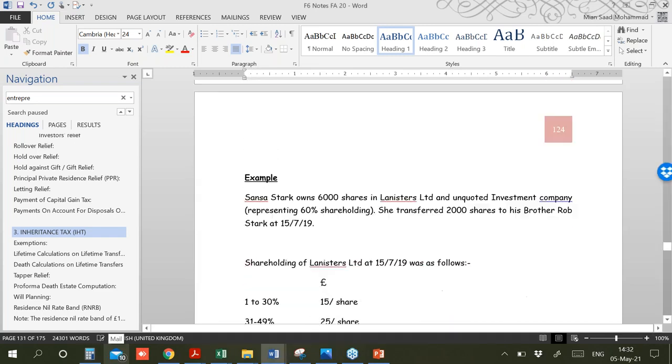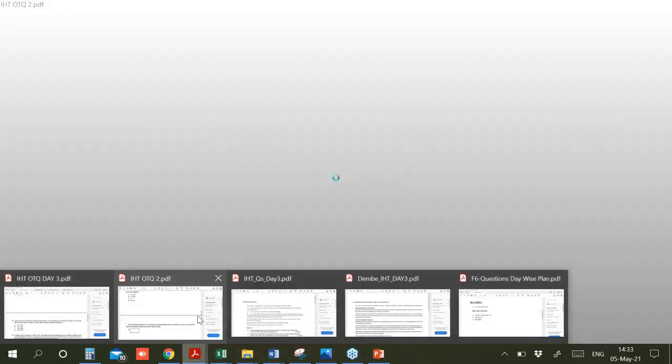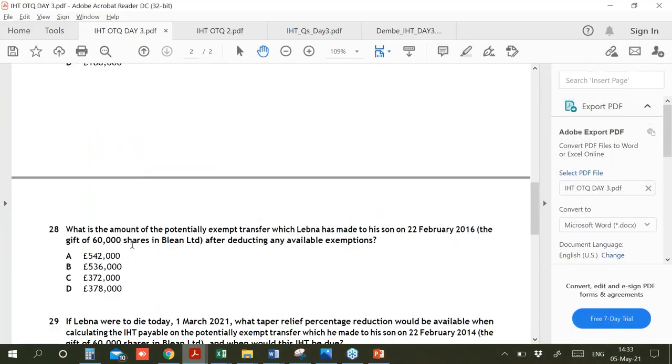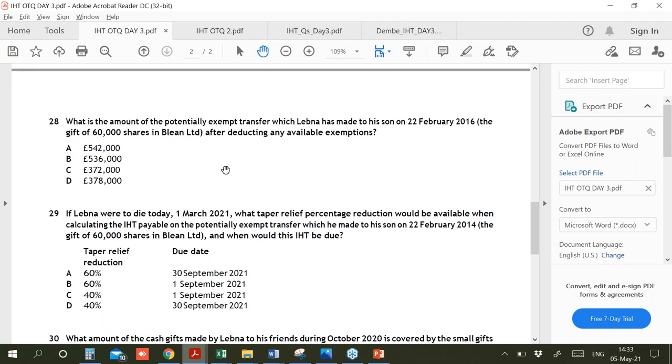Same you have to do with the shares. For shares, you have to take the total wealth before transfer, whatever the amount of holding he or she has before transfer and after transfer, and whatever the decline in the wealth is, that will be taken as the transfer value. Now I'll go back to the question. Do remember this concept, it will help us to answer MCQ number 28.